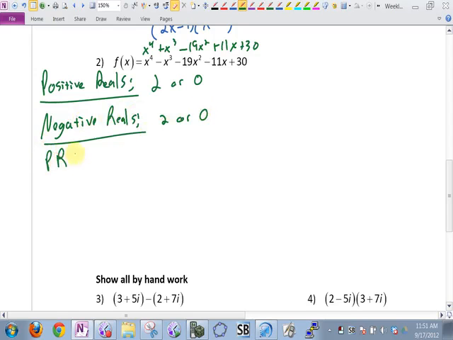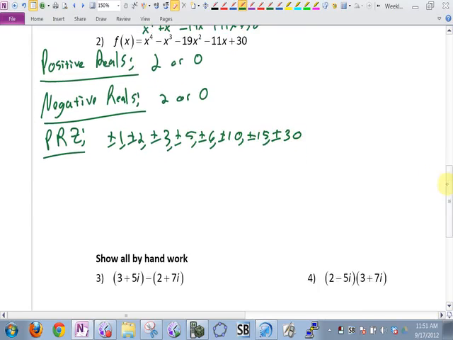So how about our possible rational zeros? Well, we got plus or minus 1, plus or minus 2, plus or minus 3, plus or minus 5, 6, 10, 15, and 30. Okay, so lots of possibilities. I need at least 2 of them to work. So we got 1, negative 19, negative 11, 30. Which one do you want to try first?